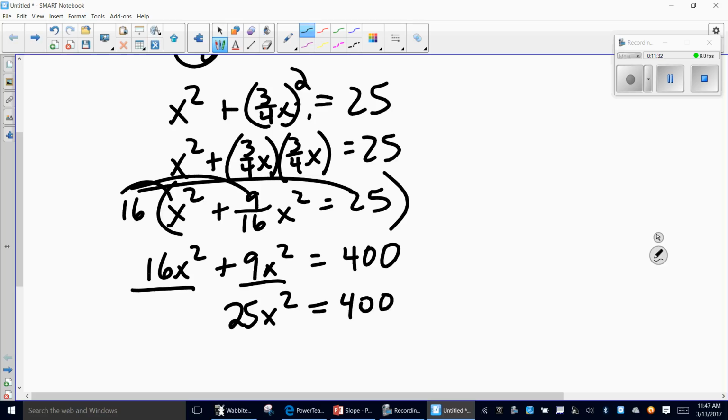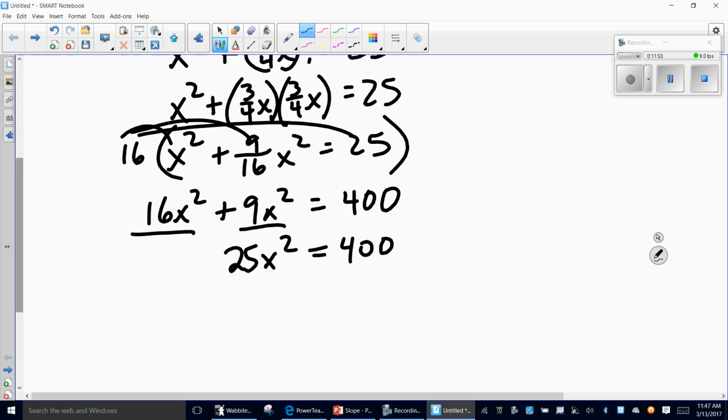But here's what I'm going to tell you. I showed you a little shortcut once upon a time. If all you have is an x squared, if you don't have the b term, does that make sense? If there's no x, can I get x squared by itself? Yes. So what would I do to get x squared by itself? Divide by 25 on both sides.